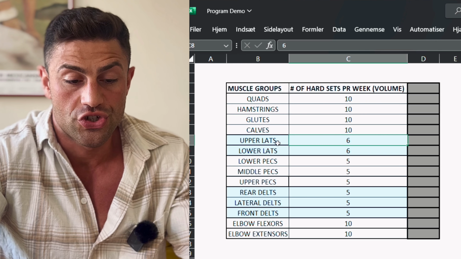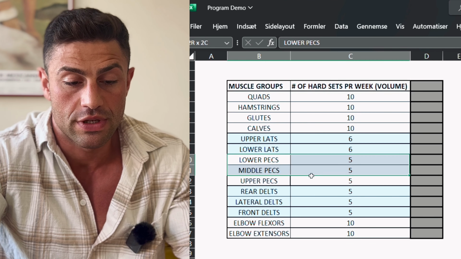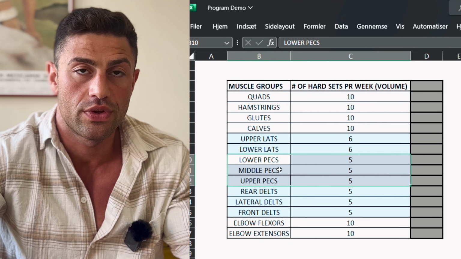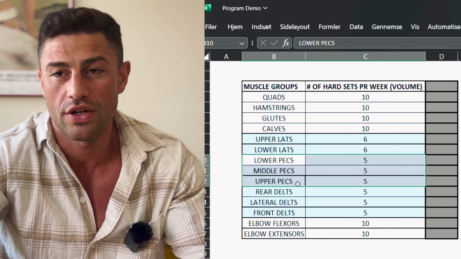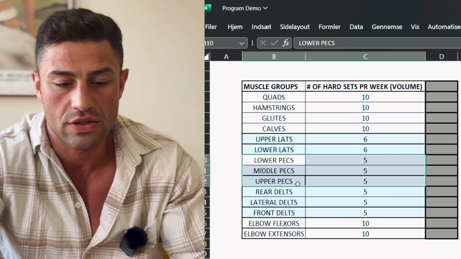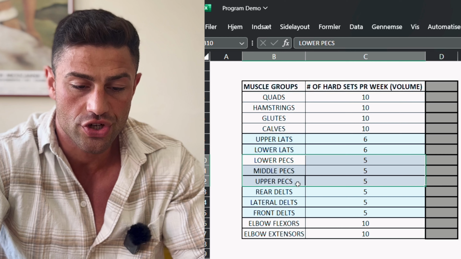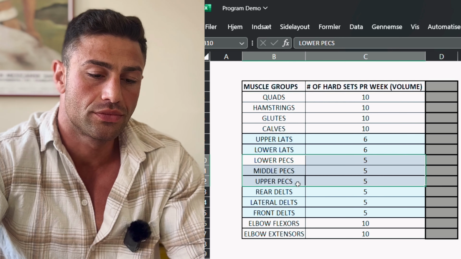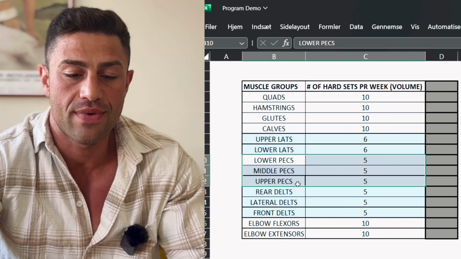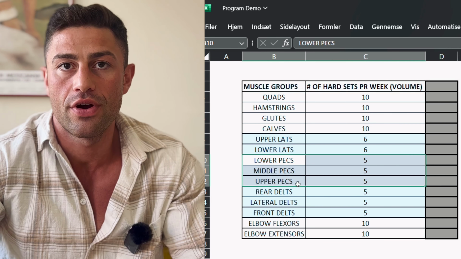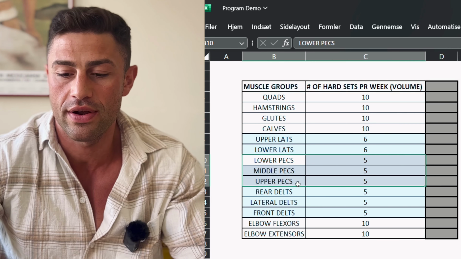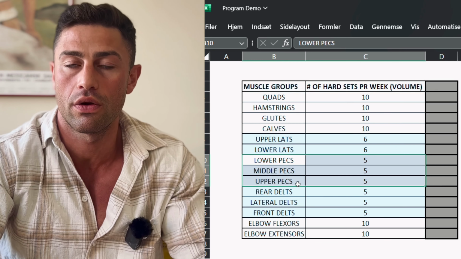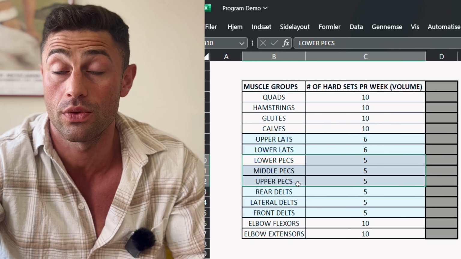Same thing goes for chest. We have the lower chest, middle chest, and upper chest. Whenever we train one of them, we're going to be touching the other ones as well. That's why I have 5 sets per region, to make sure all of the regions get developed. We could also say that we have 15 sets per chest, but that's just a very mediocre way to count volume, and it doesn't tell us specifically what we are training.